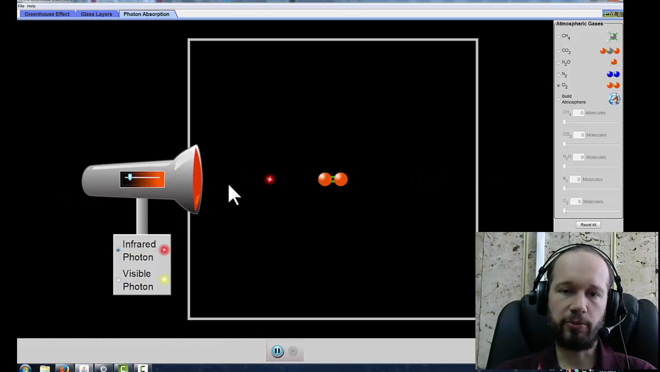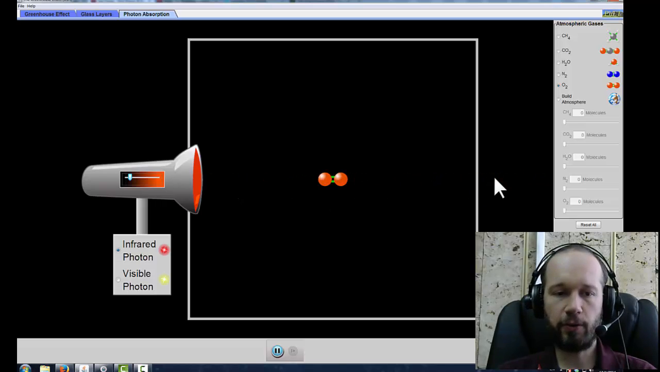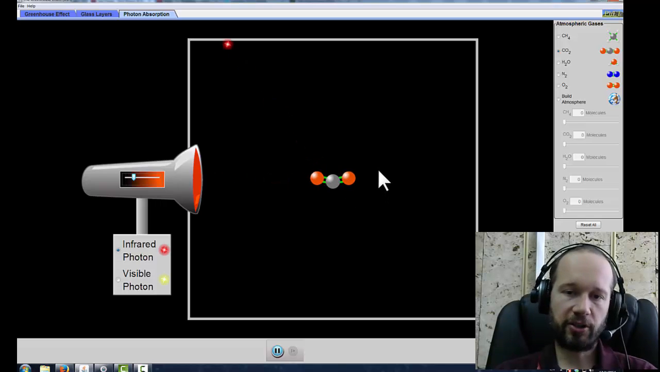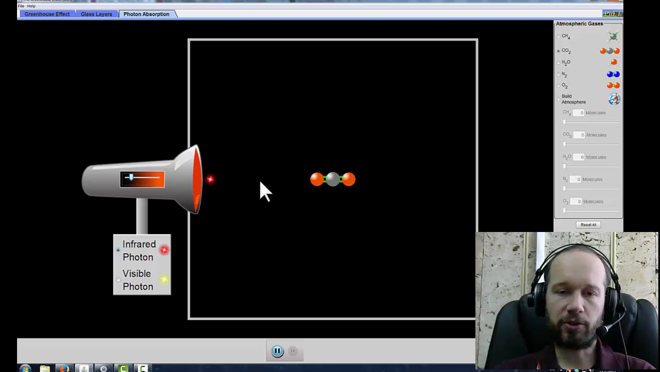And you can observe that some of these photons just pass right through, but some of them, let's take a carbon dioxide molecule, some of them get absorbed by the molecule, and then the molecule vibrates, and then it emits that photon out. And the important thing to notice is that the emitted photon is not emitted in the direction that was the original direction in which the photon was flying. The emission of the photon can happen in any particular direction.